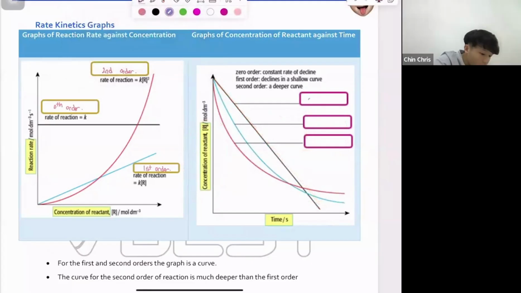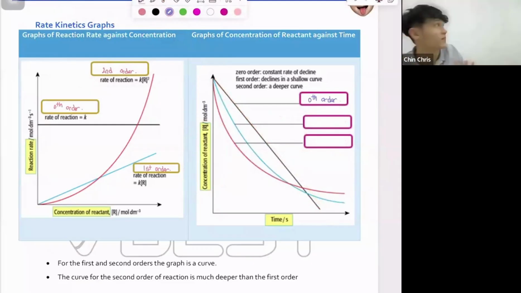Try to understand the graph, guys, don't memorize the shape. The shape doesn't work. Do not memorize the shape, but understand it. In this graph, remember, your gradient is our rate of reaction. Am I right?